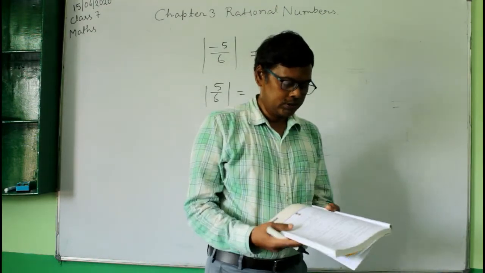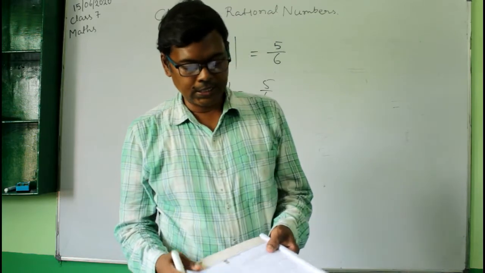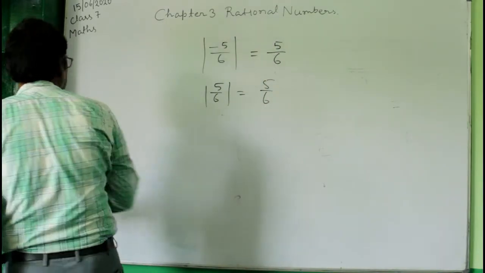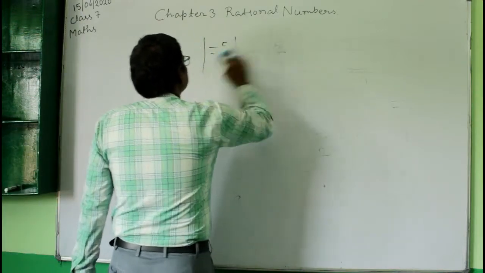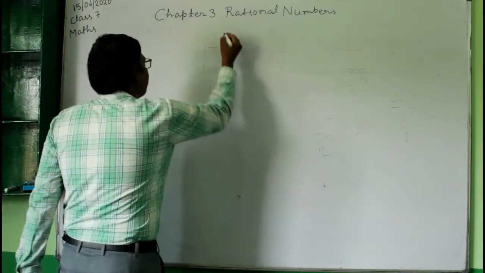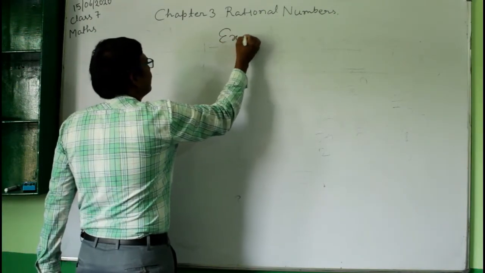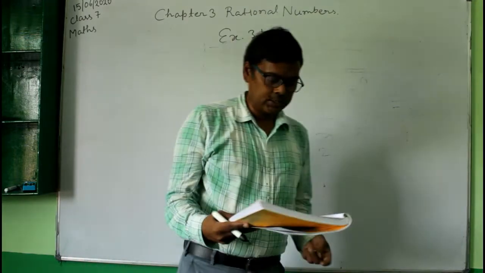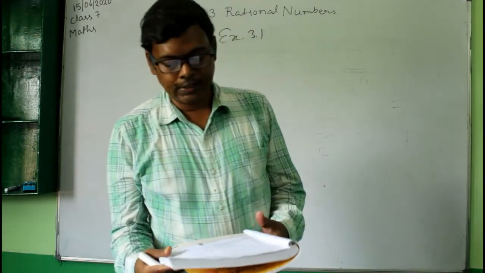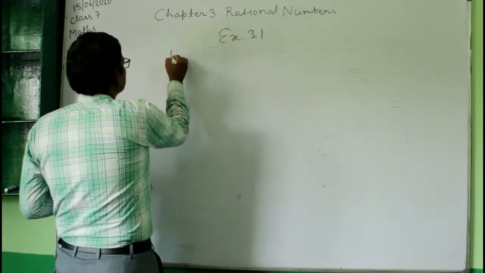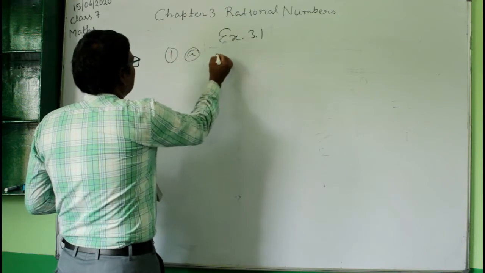Now we will move on to exercise 3.1. We will solve some questions from this exercise. In this exercise, the first question is: write the following as rational numbers. The first question is A, 0.